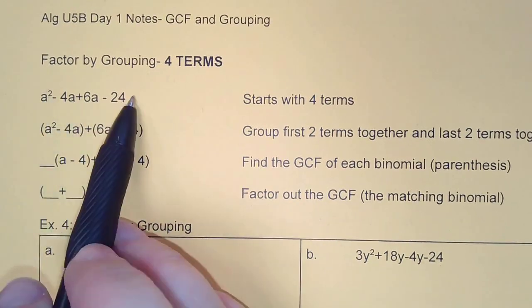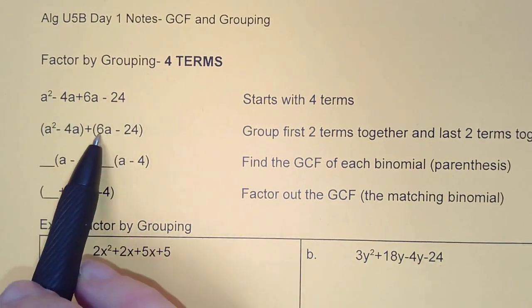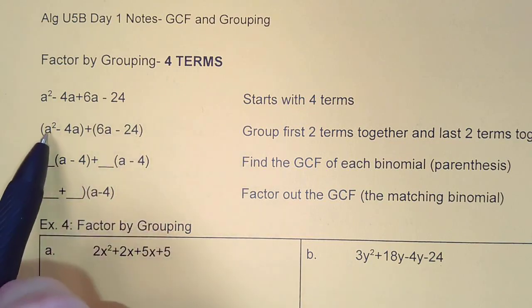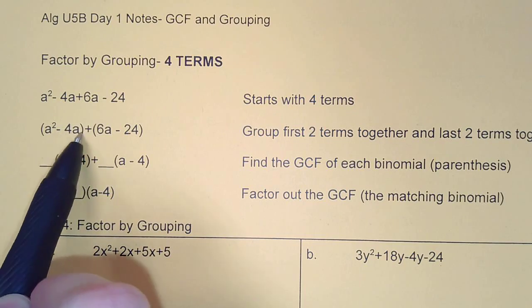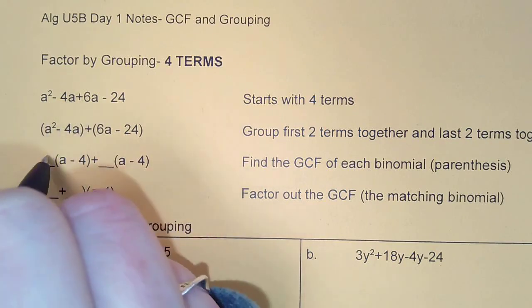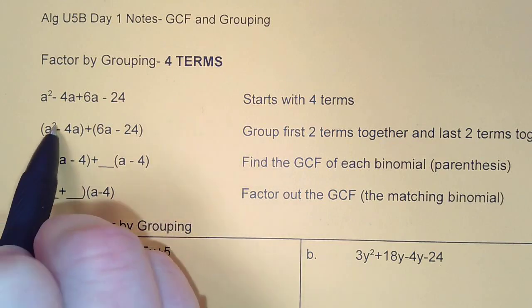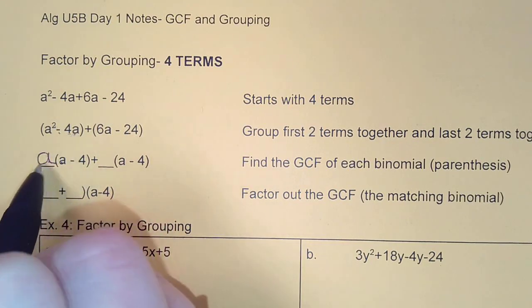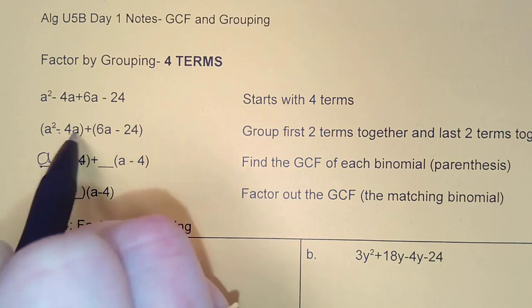So I started with 4 terms. I grouped the first 2 together, last 2 together. Now, what's my GCF of a squared minus 4a? There's no whole number that I can take out, but I can divide out an a. So a squared divided by a was a. Negative 4a divided by a was negative 4. The a's canceled.